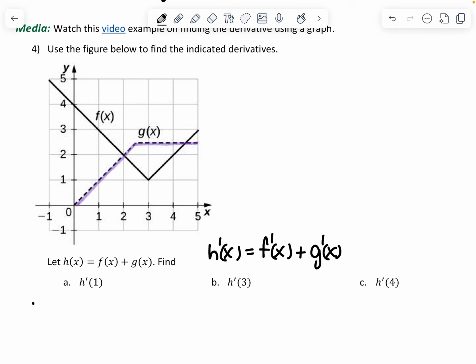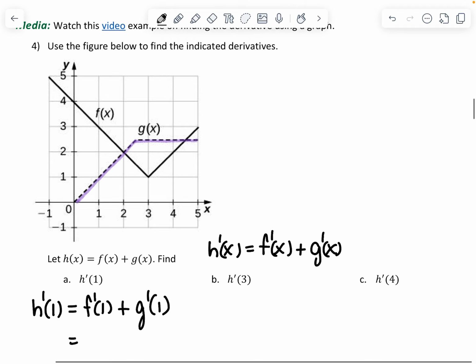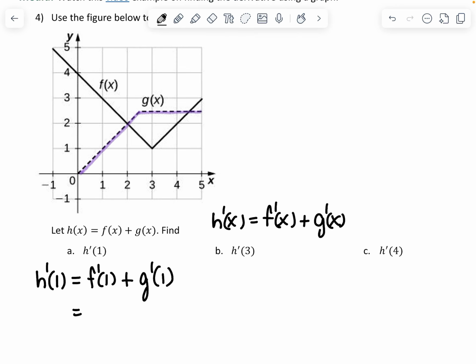Okay. And so now to find h prime of 1 is just going to be f prime of 1, I can plug in, as long as it's defined, plus g prime of 1. So if I look at f prime of 1, here's 1. So you are looking at finding the slope of f. On this interval, f looks to have a slope of -1. So we're going to plug in -1, because remember what we're doing, we're saying the slope at 1 on f.